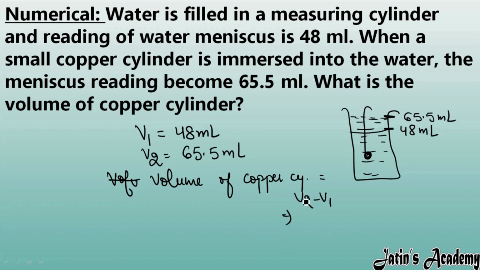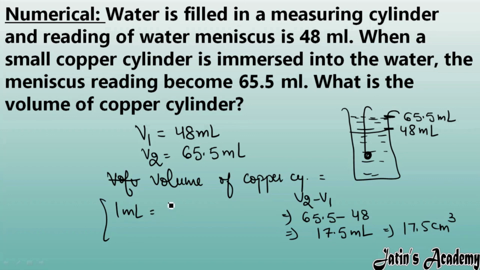So what is the value of V2? 65.5 ml minus V1, which is 48 ml. After subtraction, what will you get? You will get 17.5 ml. If you want to write the answer in centimeter cube also, instead of milliliter you can write centimeter cube. So 17.5 centimeter cube. Why have I written centimeter cube instead of milliliter? Because 1 ml is nothing but 1 centimeter cube. So instead of ml you can write centimeter cube also.